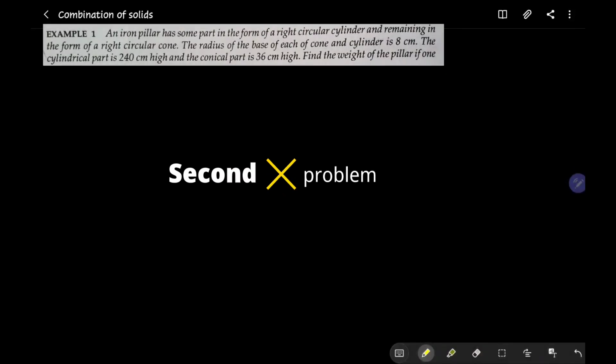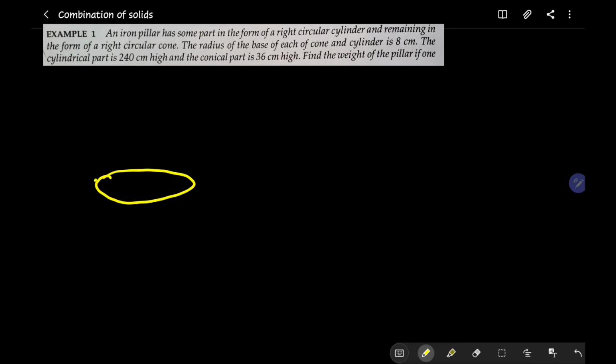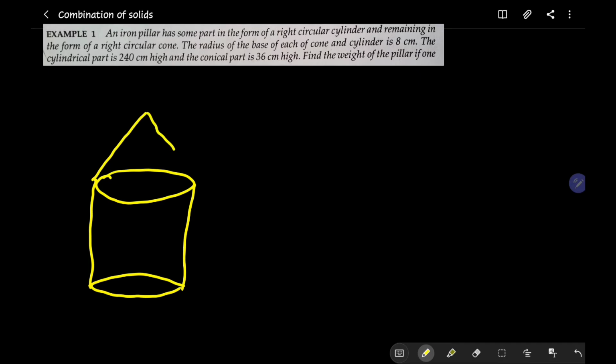In this second problem, an iron pillar is made up of a cylinder and a cone as arranged in the figure. The heights of the shapes are already given. The radius of the cylinder and the cone both are equal, which is 8 centimeters. We need to find out the weight of the pillar if 1 cubic centimeter of the iron weighs about 7.8 grams.